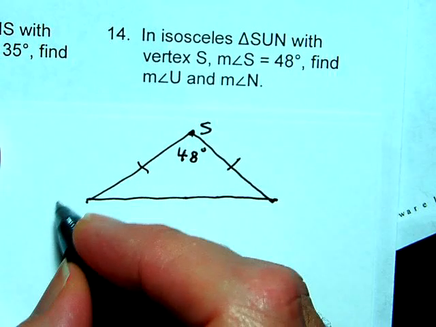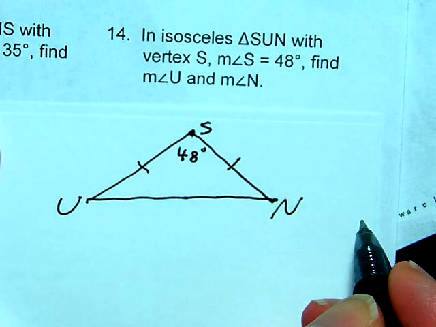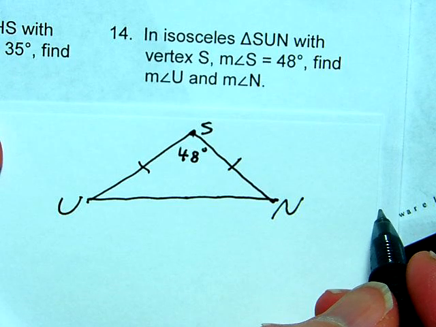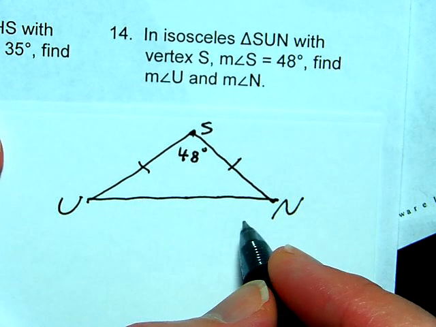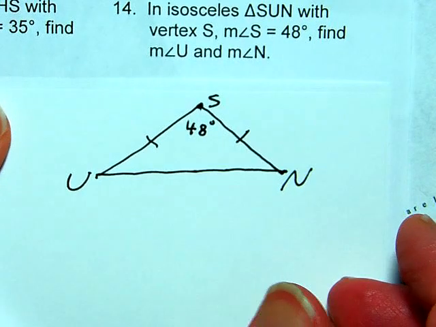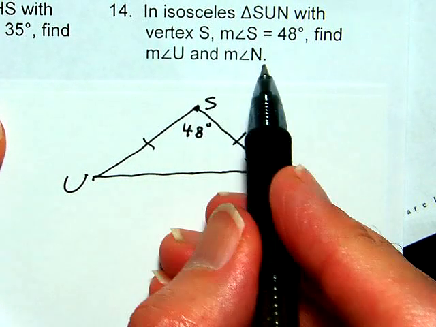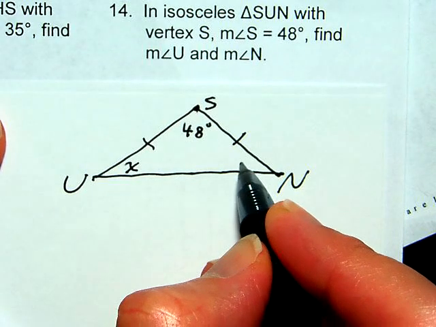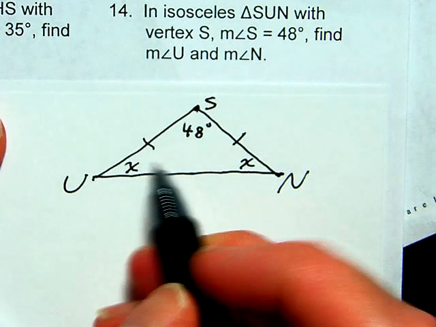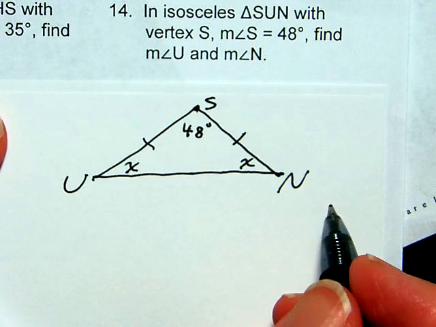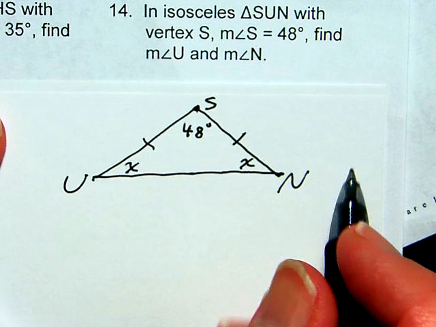Well, it's SUN, so one of these is U, one of these is N. Turns out, because the triangle is symmetrical, it doesn't really matter which side you call U and N, so we can arbitrarily label the other two points. We need to find the measures of angles U and N. Well, what helps a lot is they're both equal to each other, right? So if we call them equal to X, we know they're each X because they're the base angles of an isosceles triangle, and the base angles are congruent.